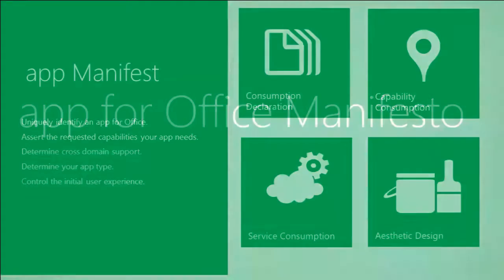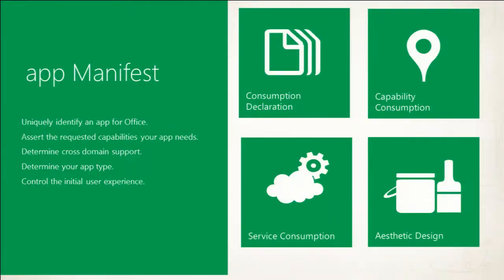Let's talk about the App for Office manifest. There are 4 key pieces of information that you always want to make sure are covered when you're building an app for Office. The first one is going to be consumption declaration. Consumption declaration means that you need to make sure you've identified the capabilities your application is going to be dependent upon, and you identified and selected the type of app that you want deployed.